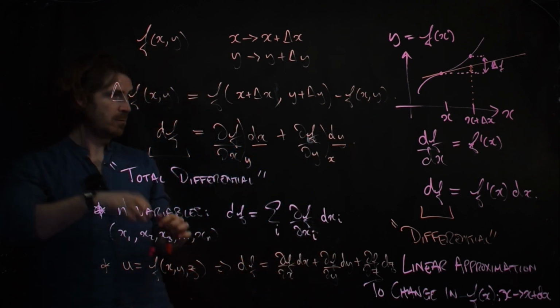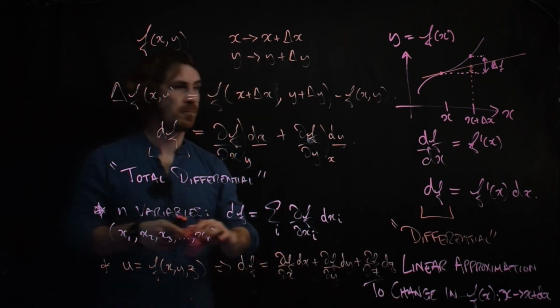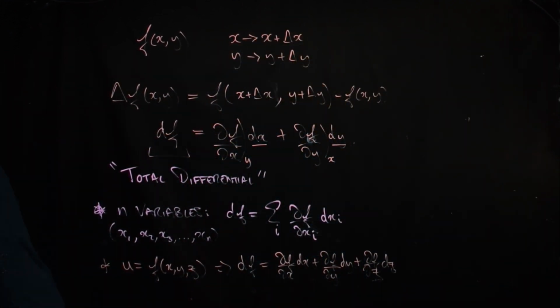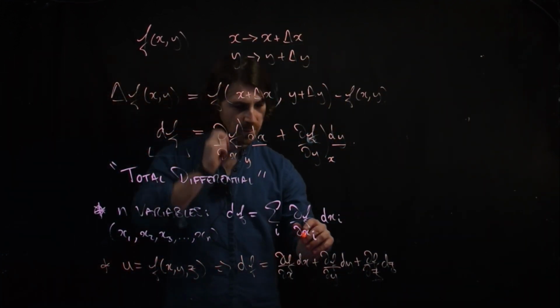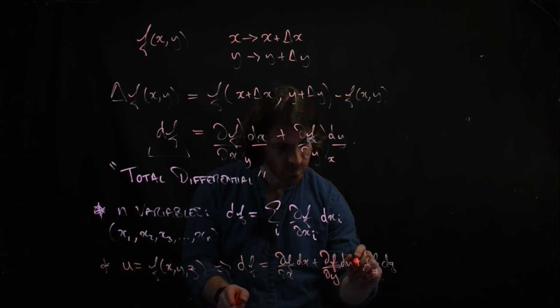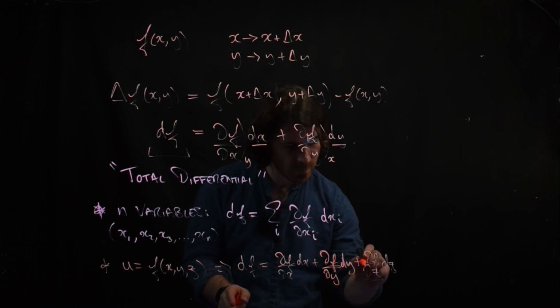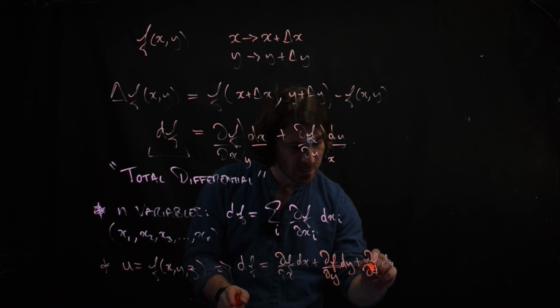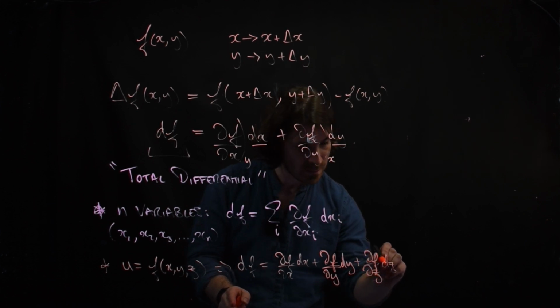Let me just clean this up a little bit. My pen was running out a little bit, so this is df by dy, dy, and this is partial f by dz, dz.